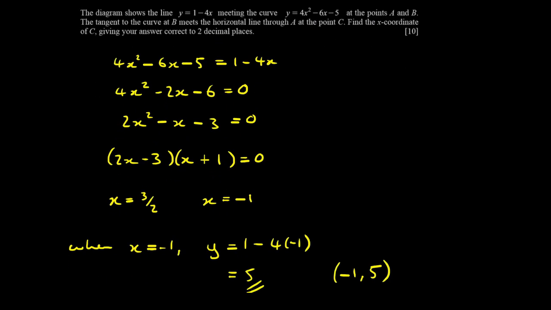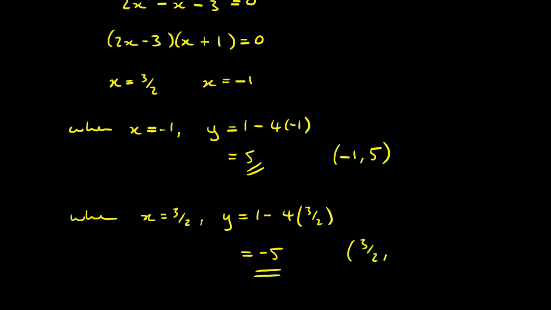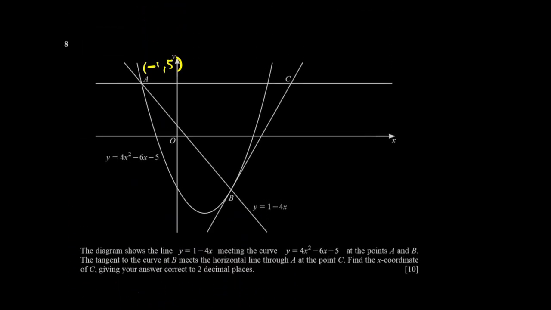Okay. And if we substitute in x is equal to 3 upon 2, so when x is equal to 3 upon 2, y is equal to 1 minus 4 lots of 3 upon 2, which is going to be 2 times 3, which is 6, and 1 minus 6 is minus 5. Okay, and so the second coordinate is going to be 3 upon 2, comma, negative 5. So let's just label that on. B is 3 upon 2, comma, negative 5.